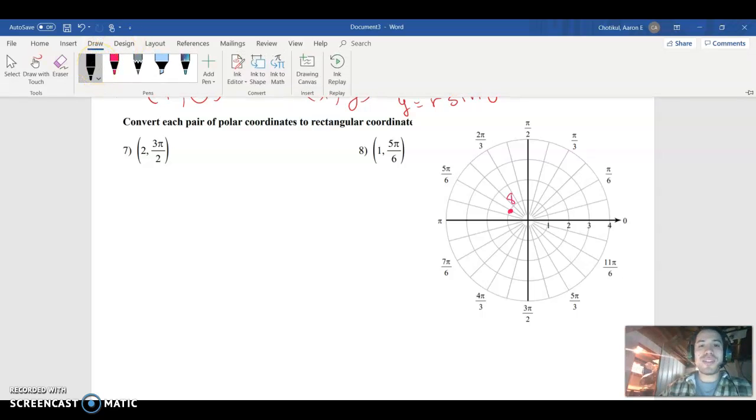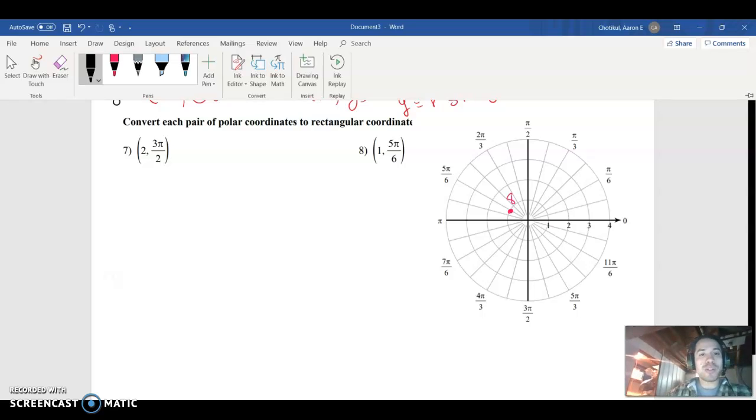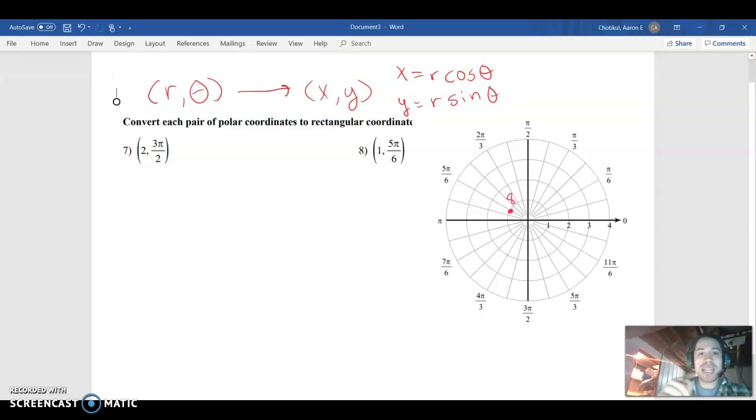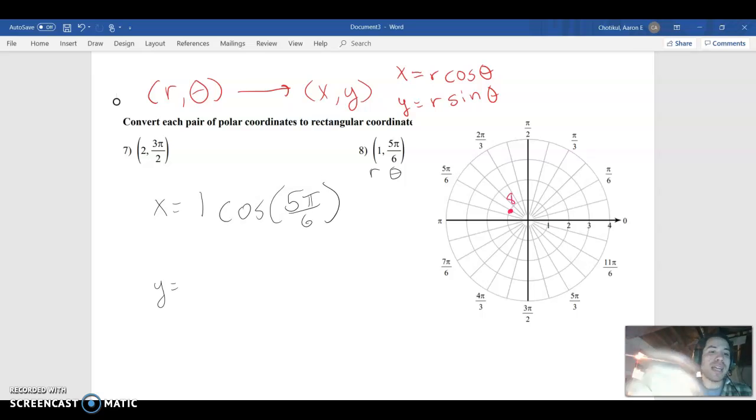So let's see if we can find what x and y are. Now what I want you guys to do, see if you can pause the video and calculate what x equals and y equals. And we'll check. So again, x is equal to our r value times cosine theta. In fact, I'm going to label that r is the first one, theta is the second. So x is 1 times cosine of 5 pi over 6. And then y is 1 times sine of 5 pi over 6.